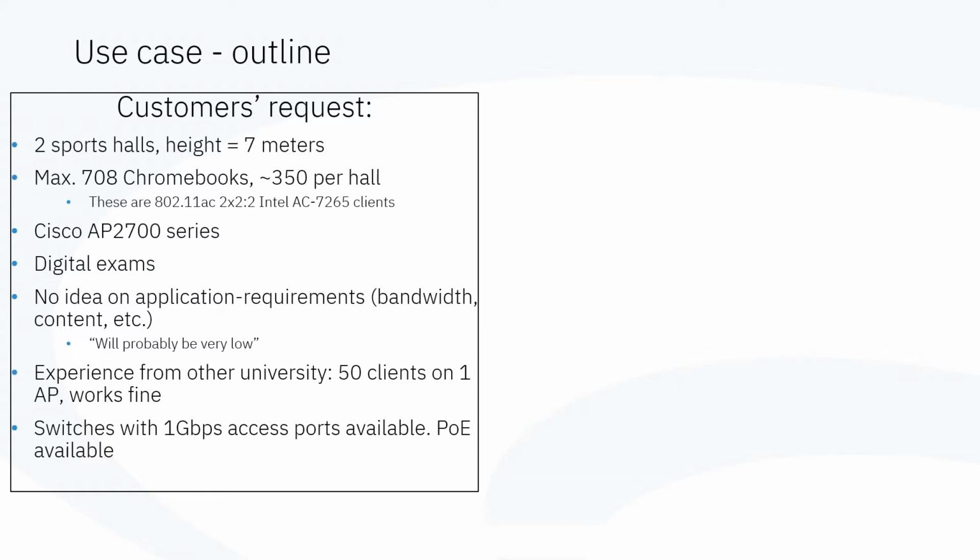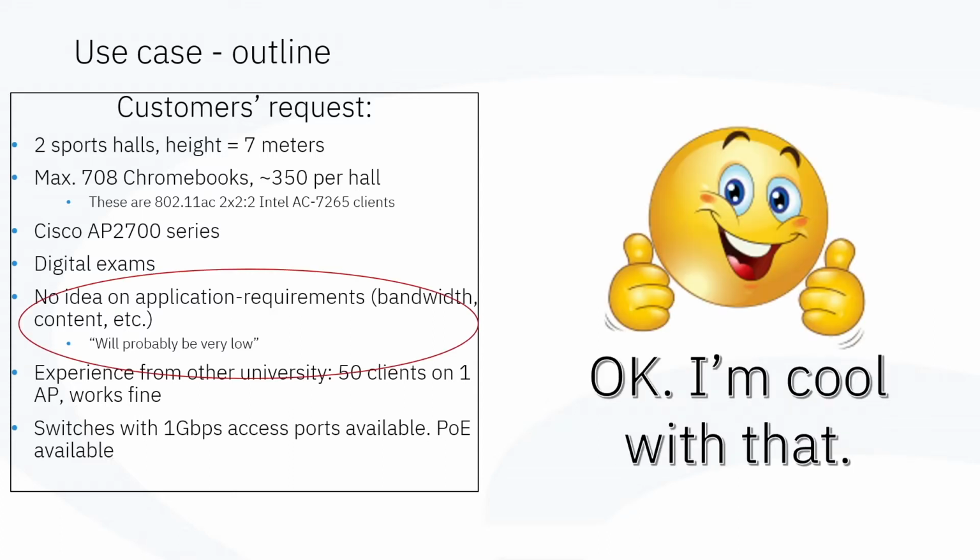So the expectation was it would probably be very low, just a couple of click-through questions, and that's it, which is basically text-based. So we weren't that worried about bandwidth. Again, they had experience from another university where they had like 50 clients on a single AP, which worked fine. So more than confident that this would work over a single gigabit access switch with standard PoE. So these were the things that we had to deal with, and we were pretty confident that this would work.